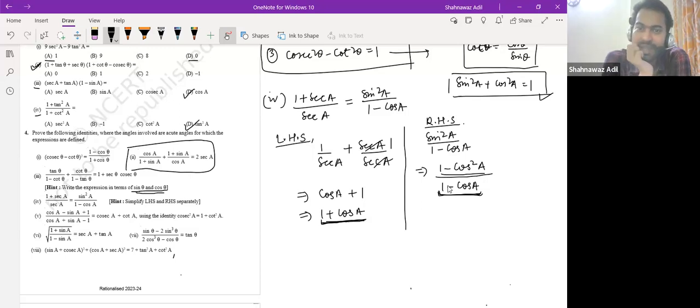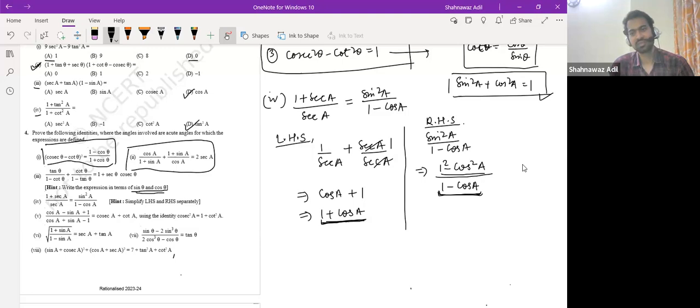Okay, this we have done earlier. The similar thing we did in the first question. So guys, tell me, what should we do with this 1 minus cos square A? I can write 1 as 1 square. So this is your hint.